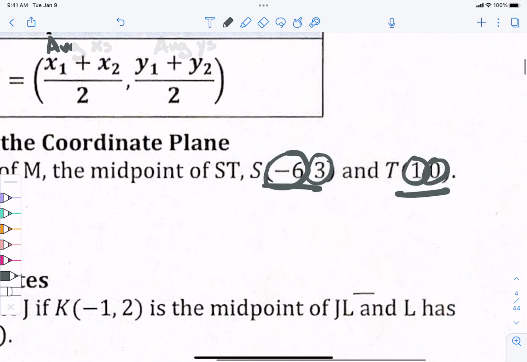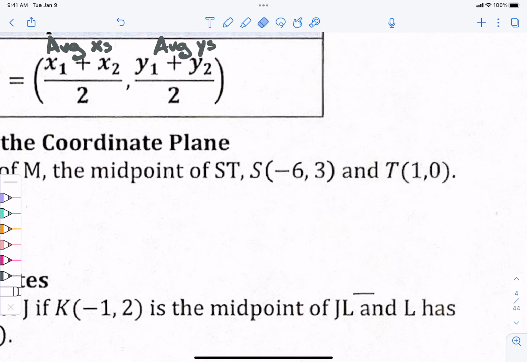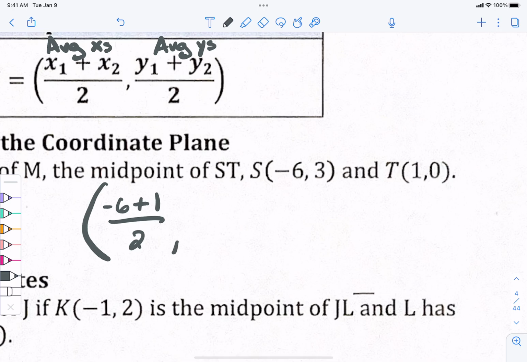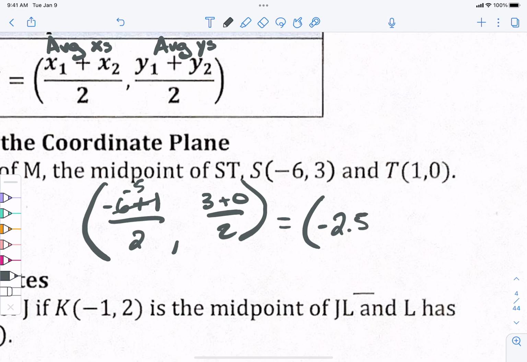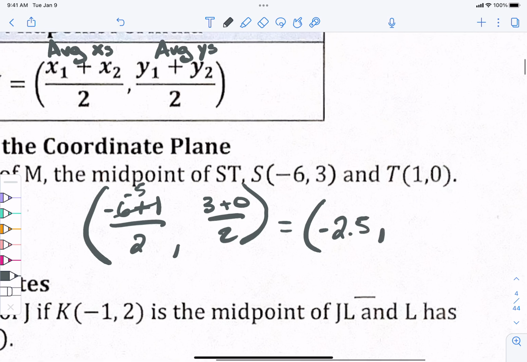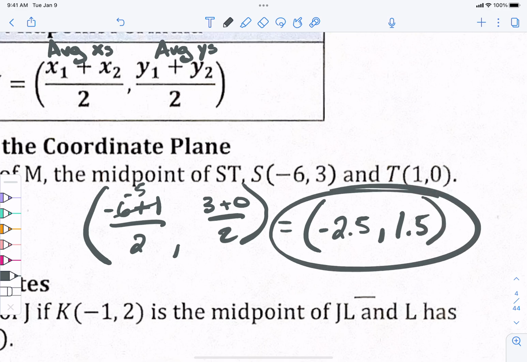Okay, so I'm going to do the x's first. So here we go. We've got our parentheses. I'm going to take -6 and add it to 1 and divide that by 2. And then I'm going to take 3 and add that to 0 and divide by 2. And I get an answer. And that's where our midpoint is. That's where our average is, right? -6 plus 1 is -5. Divided by 2 is -2.5. Okay? 3 plus 0 divided by 2 is 1.5. So there is my midpoint.